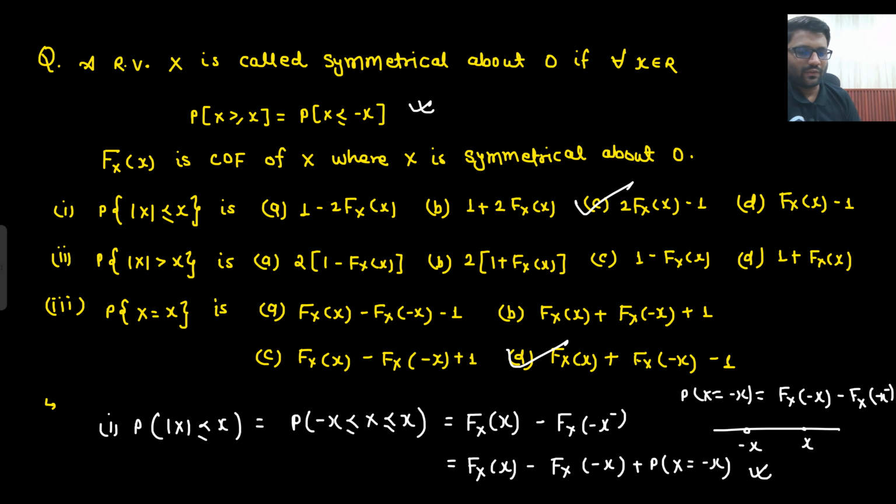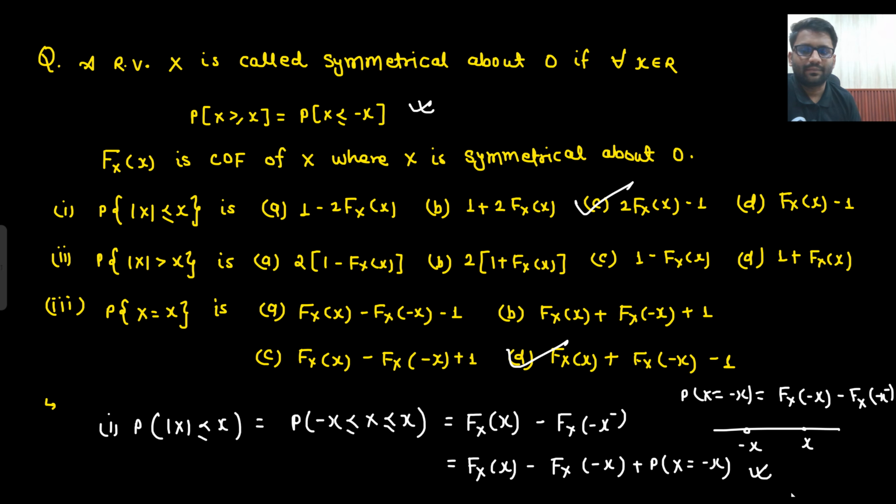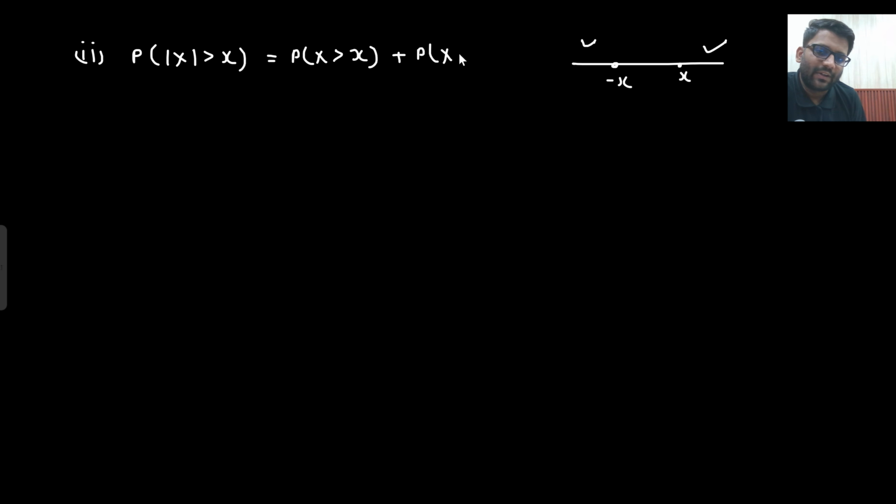What about this one? Try solving it on your own. Surely you will be able to solve, 101% you will be able to solve. Probability of a random variable x taking value greater than x. There is no equal sign. What does that mean? X greater than x. If you solve it, you will get two answers. This region will come and this region will come. That means x can take value greater than small x or x can take value lesser than minus x. Is that clear to you?